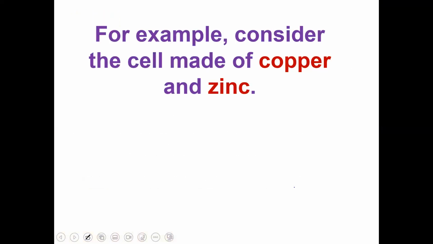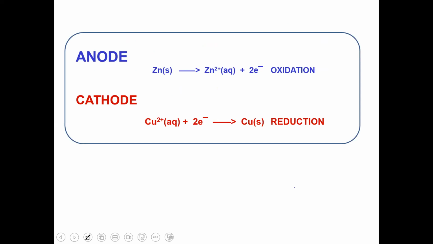Now, for example, consider the cell made of copper and zinc. This is their most famous cell, most famous pair. So now you have to copy this screen. I've copied. Now, zinc will become the anode, and copper will become the cathode.